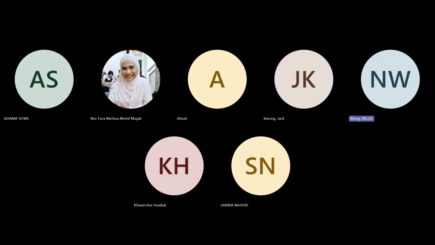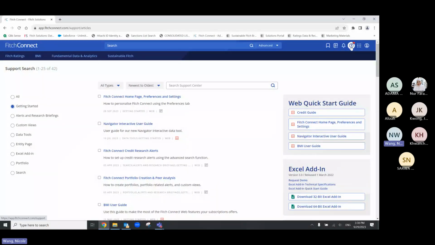If you click the question mark on the top, this is our support page. From here, you can see that we have the user guide of Navigator, Interactive, credit research alerts, portfolio creation and peer analysis. After this session, I will send an email to all of you and include these documents for your future reference. If you forget how to set up alert or create a portfolio, you can just refer to those documents. So that's what I want to highlight to all of you.